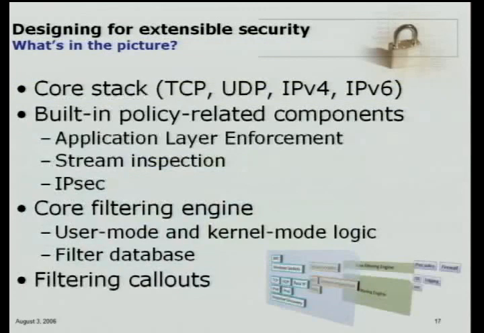So a more concrete look at what was in the picture. You have the core stack and built-in policy-related components like application layer enforcement that keeps track of processes, threads, and so forth, and what the operations are at the application layer. We've built a stream inspection module that allows a third-party component to subscribe to a particular TCP stream. So for instance, if you want to edit the contents of the stream or just inspect, you can actually take out bytes from the TCP data stream and put in replacement bytes, and the stack will take care of fixing up any sequence numbers and so forth to make it look transparent to the application.